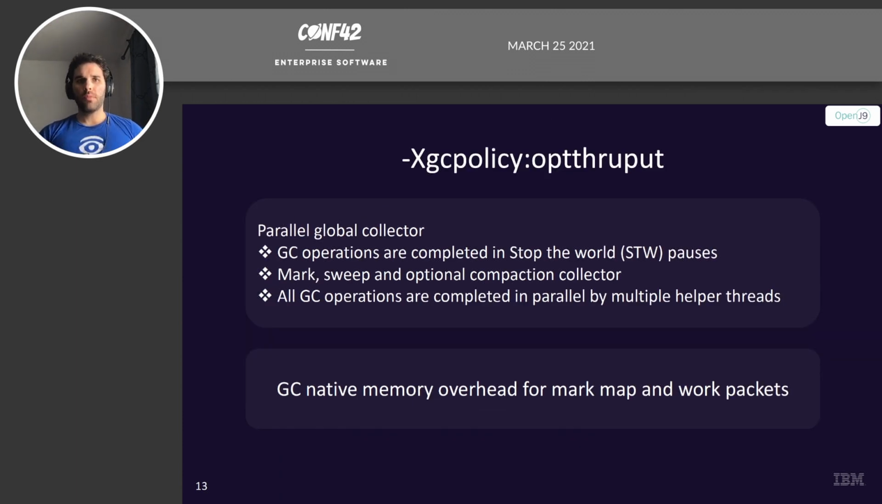Opt Throughput. So Opt Throughput is a parallel global collector. GC operations are completely stop-the-world pauses, meaning all the application threads are paused. It's a mark-sweep and optional compact collector. I'll explain that in more detail in a little bit. And all GC operations are completed in parallel, meaning multiple threads are collecting the heap. There's also GC native memory overhead for the mark map and work packets. These are metadata needed by the GC to collect garbage.